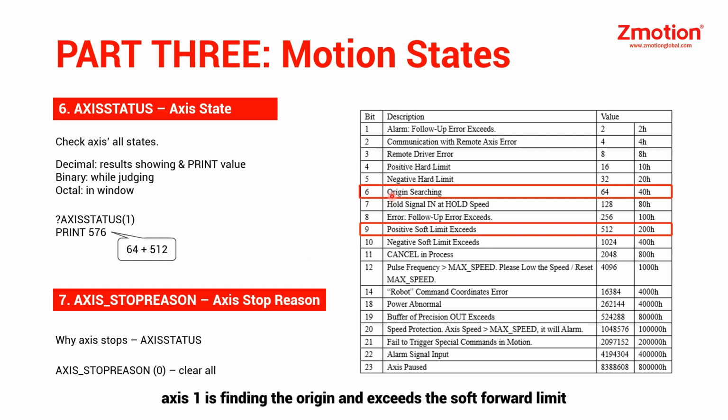Axis 1 is finding the origin and exceeds the soft forward limit. So the axis parameters window will show 240H. This means the axis stop reason, that is, we can check the stop reason through this. Actually, it latches the axis state bit by bit automatically. Write 0 to clear all.